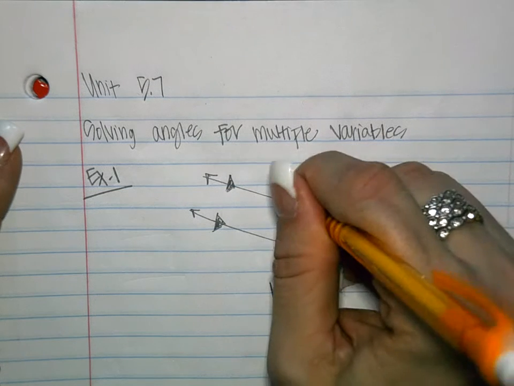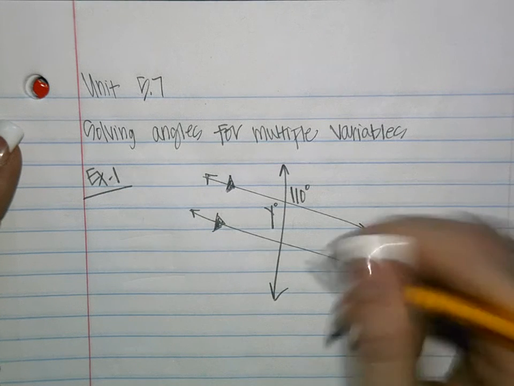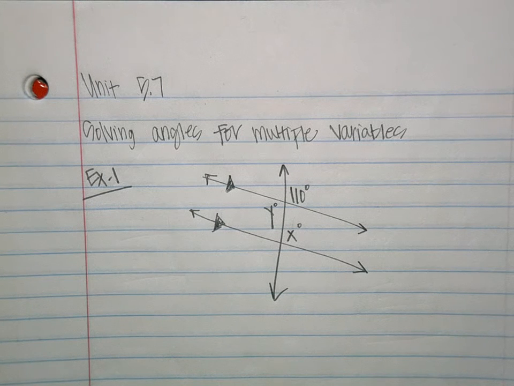Okay, if I tell you that this angle is 110 degrees, this is y degrees, and this is x degrees. For this one, I would like you to solve for all the variables. Solve for both x and y. So we're not doing anything new today. We're just working on all those different types of relationships that we know. So we know about vertical angles, corresponding angles, same side exterior, same side interior, alternate exterior, alternate interior. So we know a lot of different things about angles.